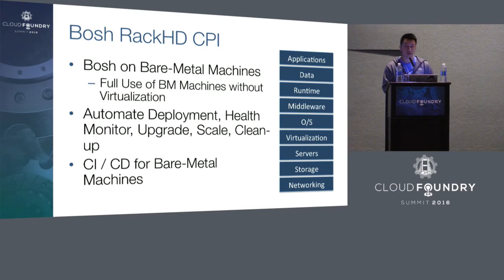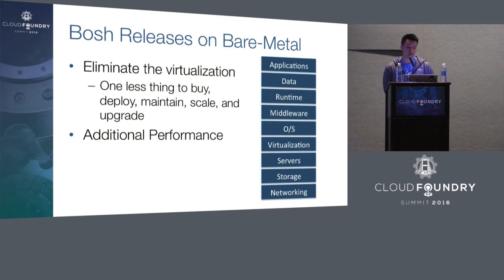So there are two main use cases for this. The first use case is of course to execute existing Bosh releases on bare metal, right? So what does that do for us? It will eliminate the virtualization tier. That's definitely one less thing for you to buy if you have to pay for a virtualization license. And it's also one less thing to deploy and to maintain, to scale, to upgrade. So in a production environment, it will save you time and effort. Also, your software will now be running directly on physical hardware instead of virtualized hardware, meaning that it should get additional performance because it's using real hardware. And at the same time, your machines would not have to run the virtualization tier, meaning that you can save memory and computing power.